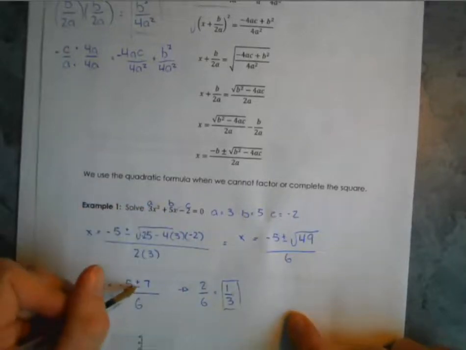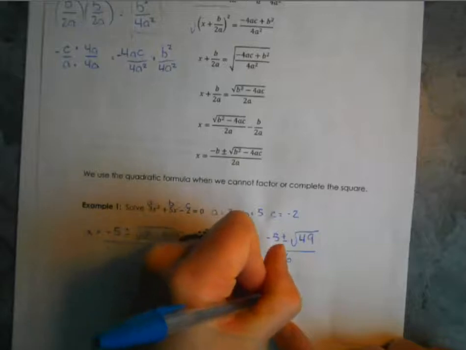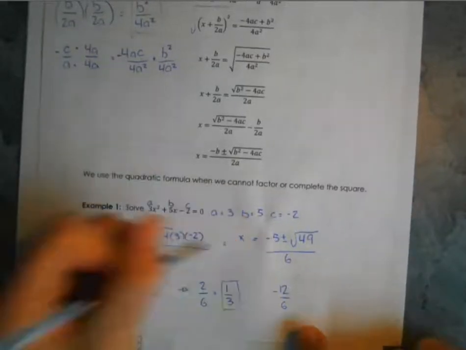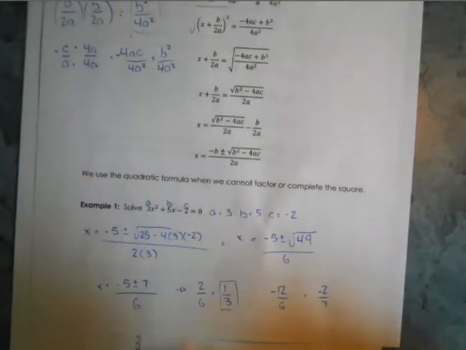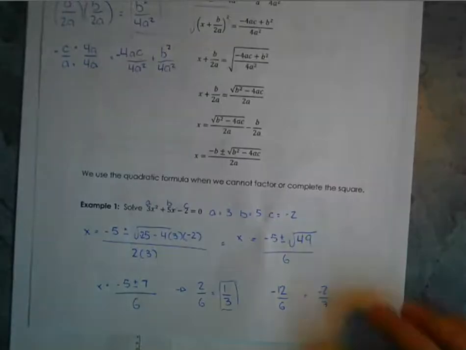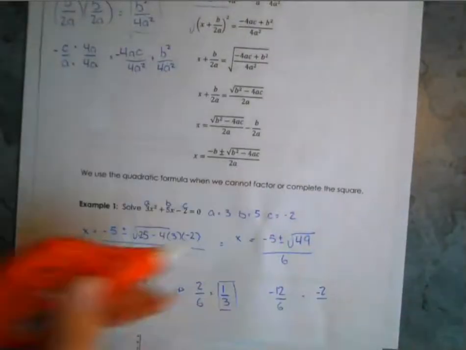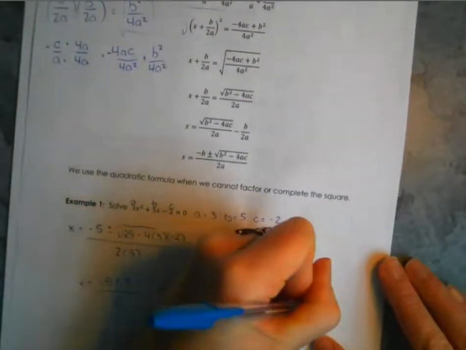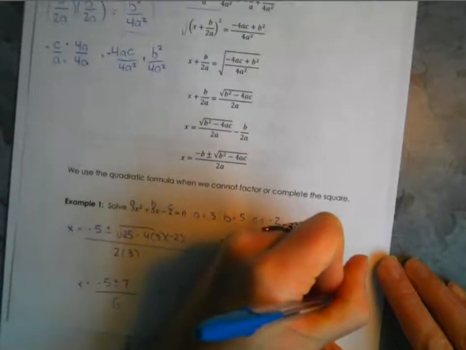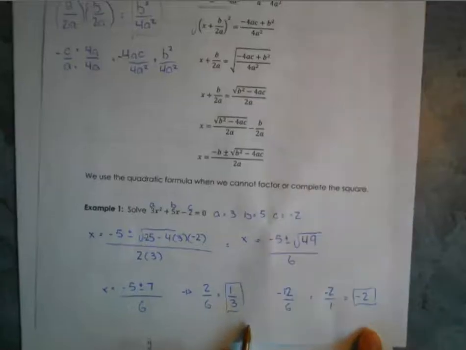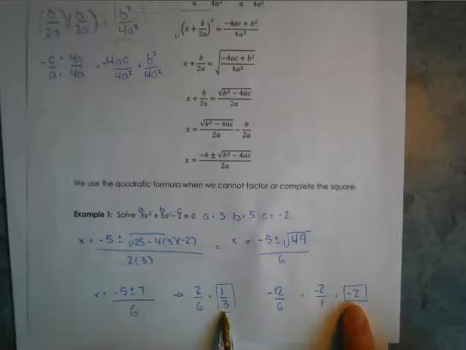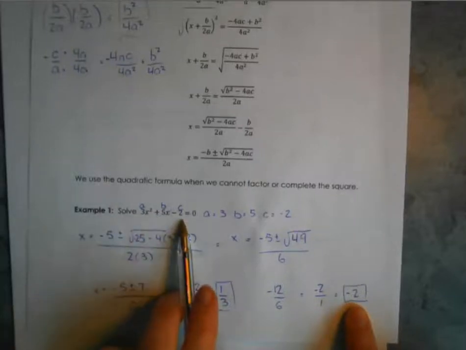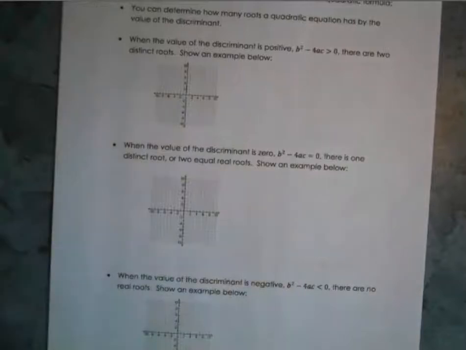If we did negative 5 minus 7, we would have negative 12, and then again over 6. So negative 12 over 6 is negative 2 over 1. So that is negative 2 then. So our two possible roots for this equation, or two possible solutions, are positive 1/3 and negative 2. And remember what that's telling us. That's just giving us our x-intercepts for the graph that is represented by this function.